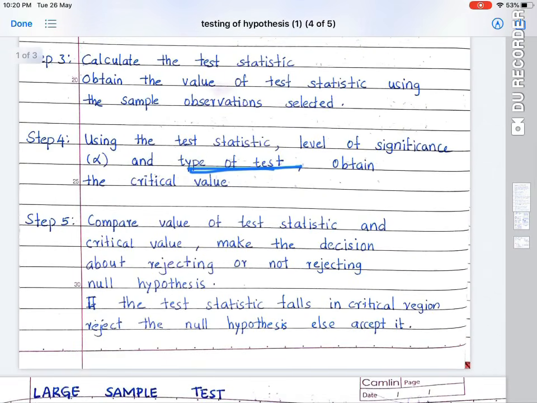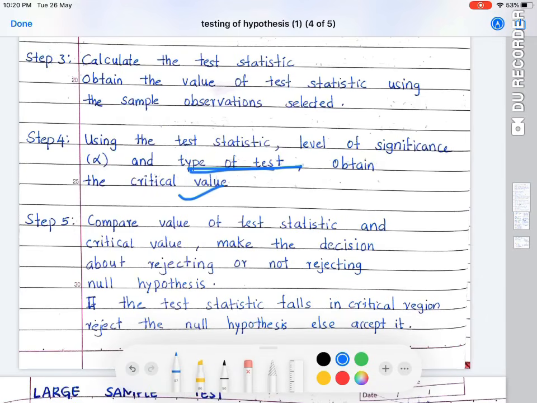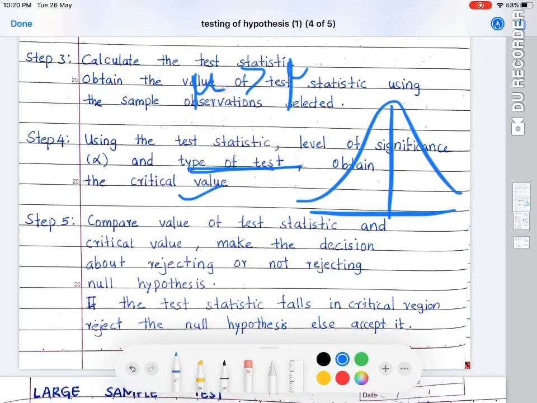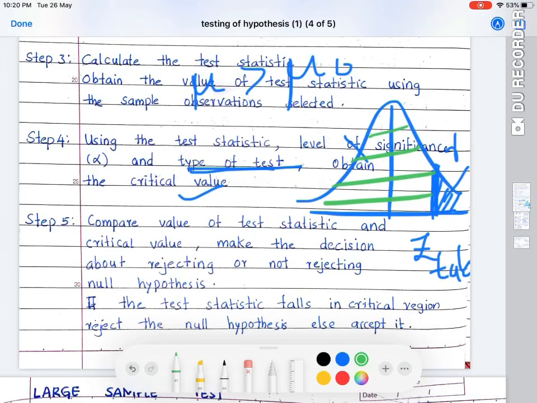So once you do that, you will obtain the critical value, which is nothing but the table value. For example, this is your normal distribution curve and you have alternate hypothesis mu greater than mu naught. So you are using a right tail test. This is where your z tab will be useful for you. This tabulated value will divide the acceptance region and the rejection region. This is your rejection region and this entire part is the acceptance region.